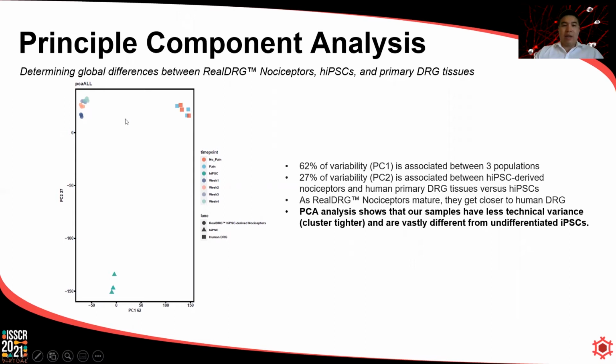And they are different. Primary DRG contain a lot of different cell types, Schwann cells and fibroblasts, that make them different. But what's interesting is that over time, you can see that the iPSC nociceptors trend towards the primary DRG. And if you look at the PC2, the second source of variation, the iPSC nociceptors and the primary DRG are very similar in comparison to the iPSCs.